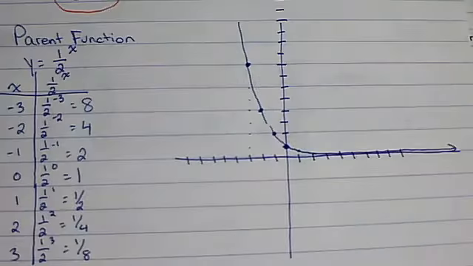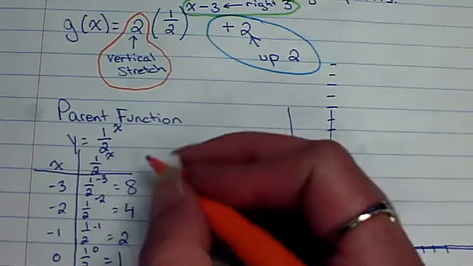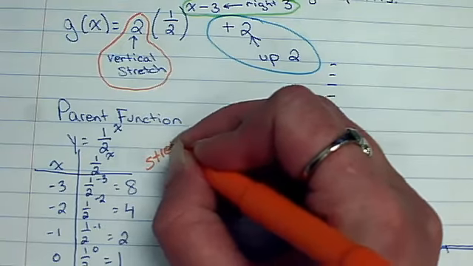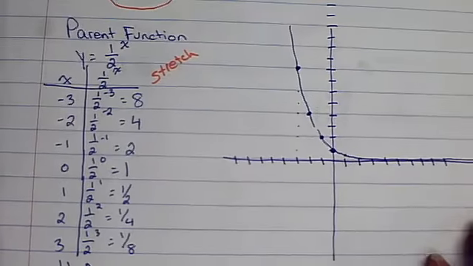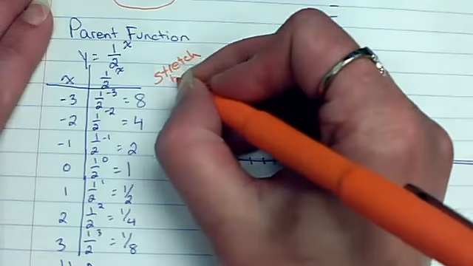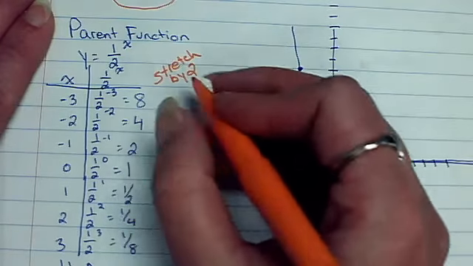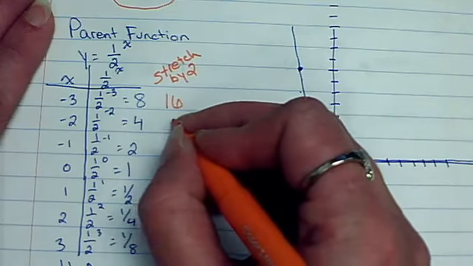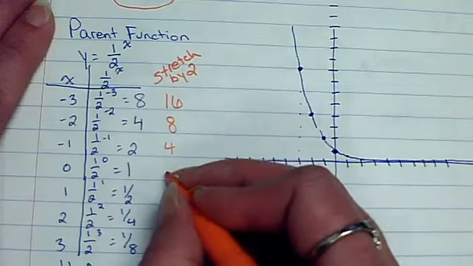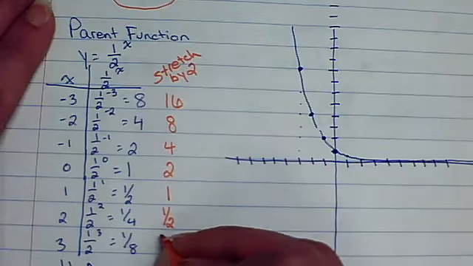All right, next thing I'm going to do, and I told you I'd do this in orange. In orange, I'm going to vertically stretch it. Now, vertically means I'm affecting my y values. It's actually really easy to do if you start with your table. If I'm stretching by 2 vertically, that means I'm affecting my y values. 8 times 2 is going to be 16. 4 times 2 is 8. 2 times 2 is 4. 1 times 2 is 2. 1/2 times 2 is 1. This would be 1/2 and 1/4.